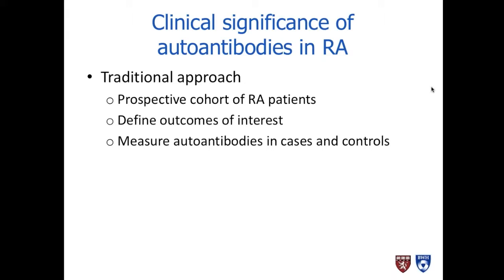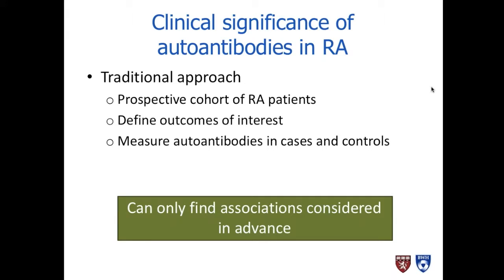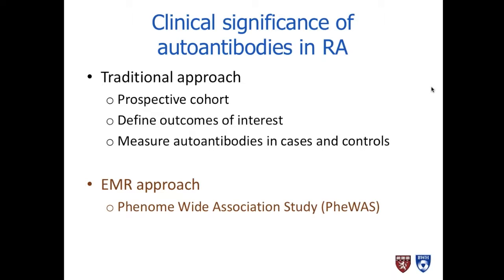So you have to know the associations in advance. And you can only discover what you thought of. But sometimes it could be something that you didn't think of. Is there any way to screen a lot of possibilities, even things that you didn't know would be associated with these variations in autoantibodies? And this is where the phenome-wide association study comes into play.